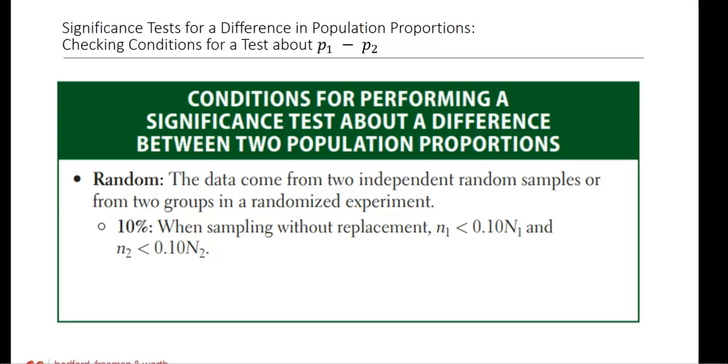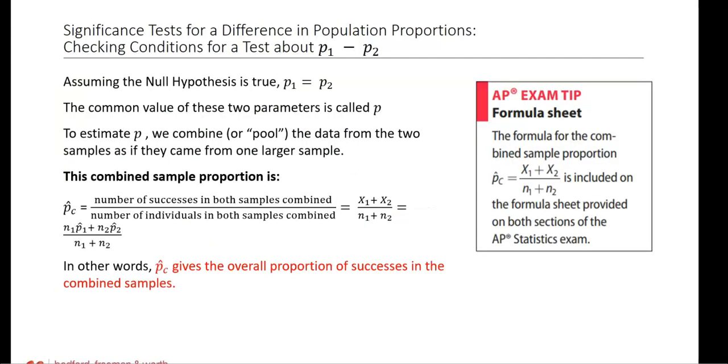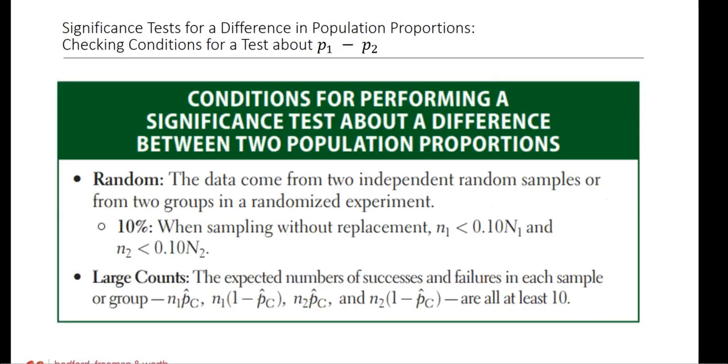I think the difference comes in, if you remember that pooled proportion, that p hat C, it's called, the combined proportion, x1 plus x2 over n1 plus n2. We use that for large counts. So in the large counts condition here, it's n times p hat combined, n times 1 minus p hat combined, and then you do the same thing for the other proportion as well. So you have to check it essentially 4 times. They're all at least 10.